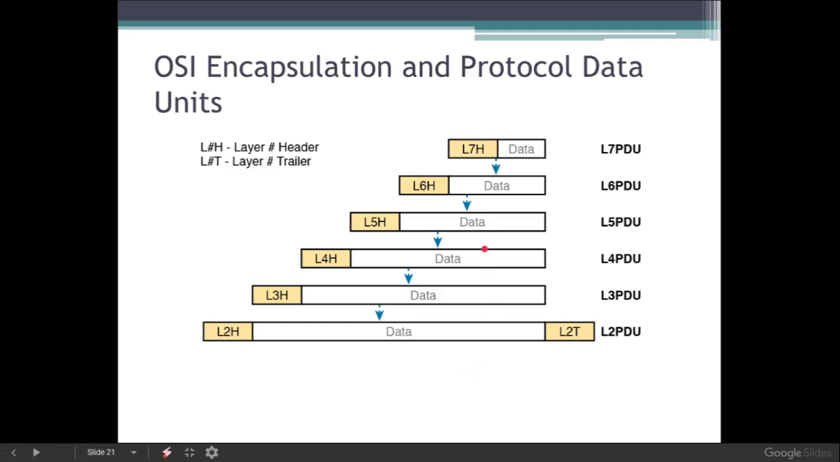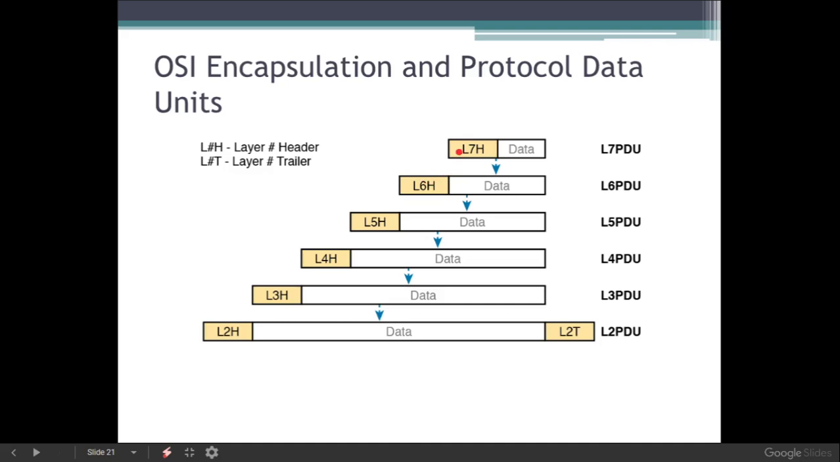Coming back to our encapsulation, this time we're looking at the OSI model. At layer 7, the PDU is the Protocol Data Unit. This is the unit of data that exists. So we'd have a layer 7 header. When that goes down, the information is being encapsulated, which means it's being transmitted. If it's being transmitted, it starts from the application layer and goes down.